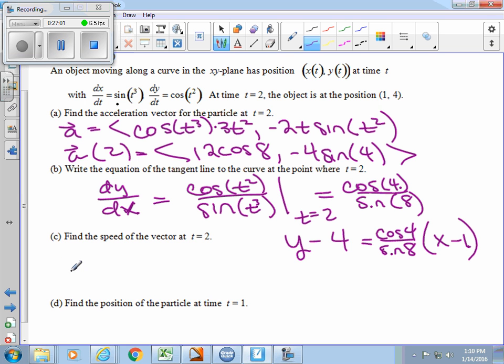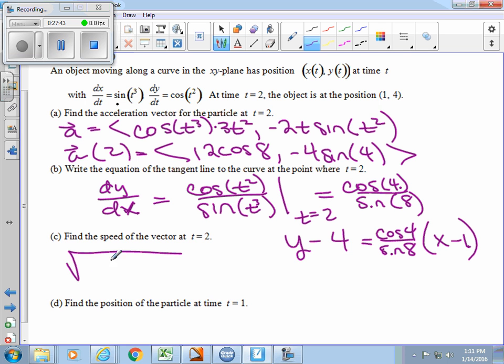speed of the vector. What is the speed of the vector? And how are you getting it? Oh, were you answering? I thought you were answering. How do you get the speed? The derivative at 2 of x squared plus the derivative at 2 of y squared. So wouldn't that be cosine of 4 squared and sine of 8 squared?